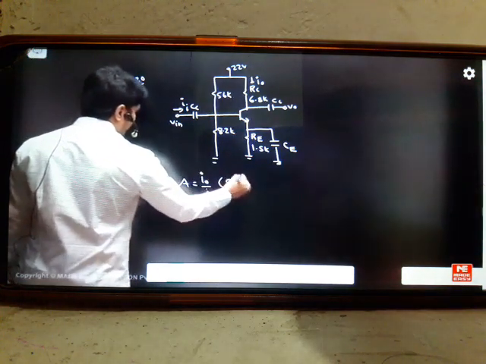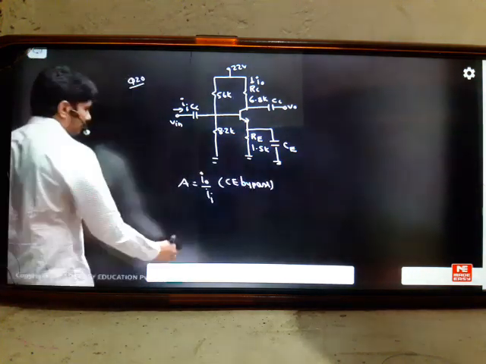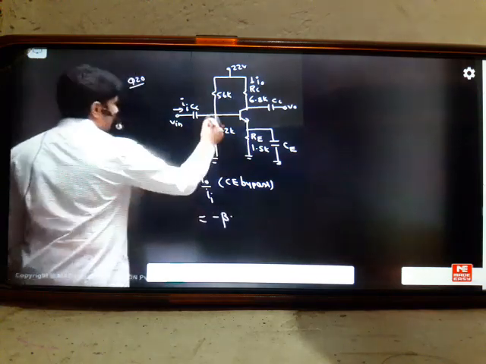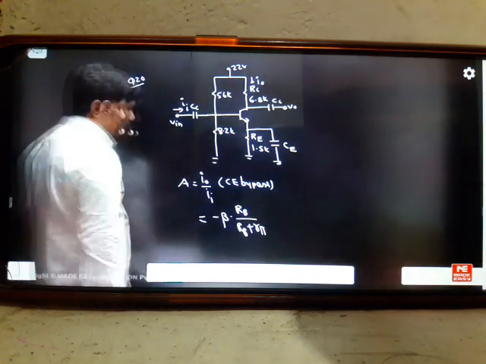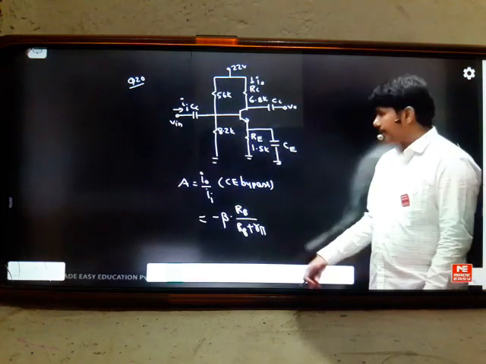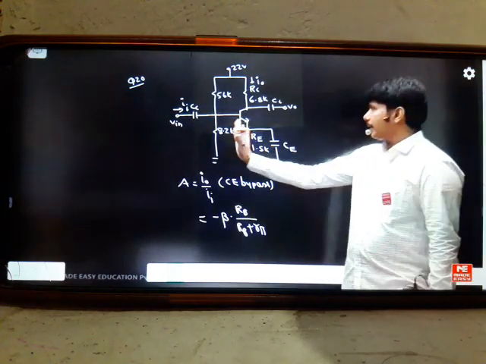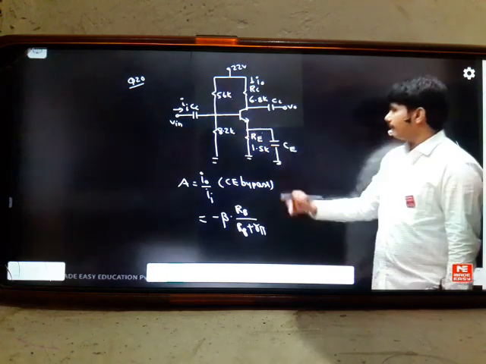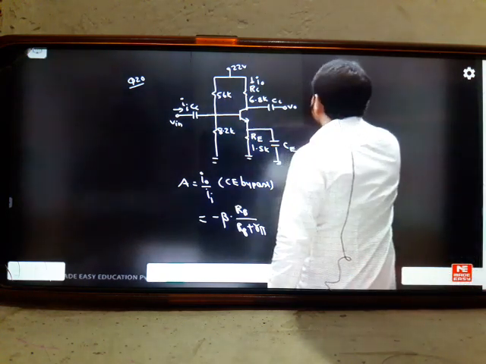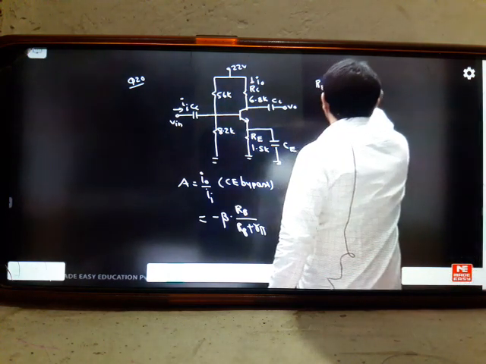You have to think that it's a common emitter bypass. In short notes we already did the formulas. It is simply minus beta times these two resistors, that is RB by RB plus R pi. Without writing any modeling, a formula se khatam ho jayega. Beta into just RB by RB plus R pi, just the current division rule. Beta is already given in the problem. RB is a combination of these two resistors: 56K parallel to 8.2K, solve it.